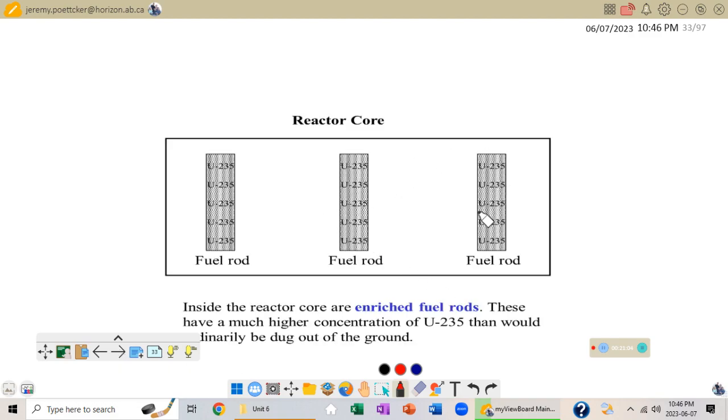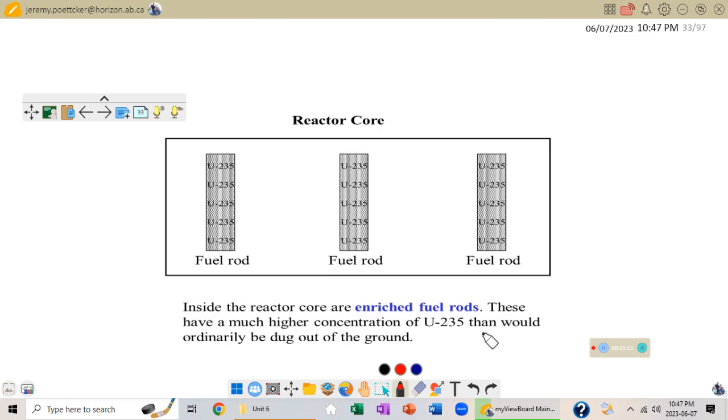In the reactor core, we have a bunch of fuel rods, and they are enriched fuel rods, which means they have a higher concentration of uranium-235 than would ordinarily be dug out of the ground. Basically, we've found some way of enriching them. Now, you could use a mass spectrometer like we talked about yesterday. Usually, it's some form of a centrifuge to enrich that uranium, where, with similar ideas, we're using the different masses of the various uranium isotopes to separate out just the 235. Anyways, we've got our fuel rods, lots of uranium-235.